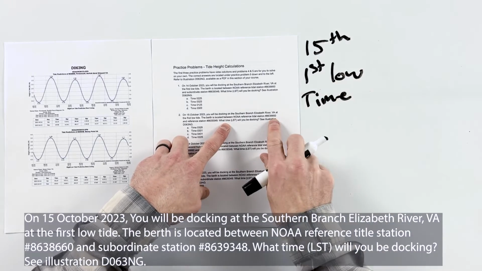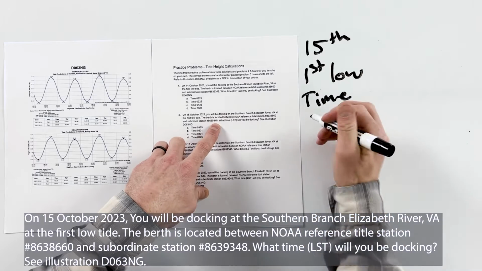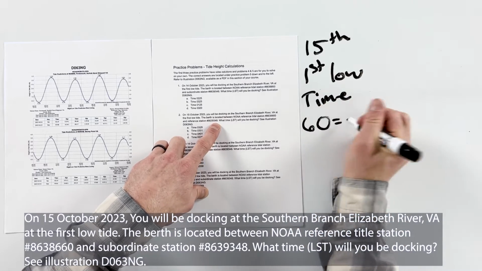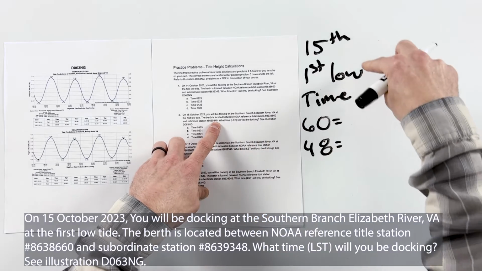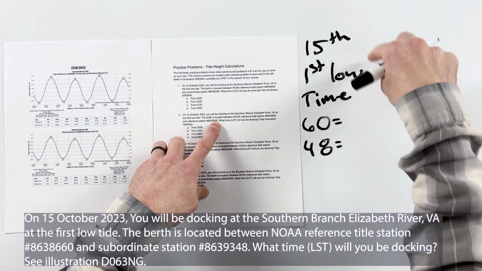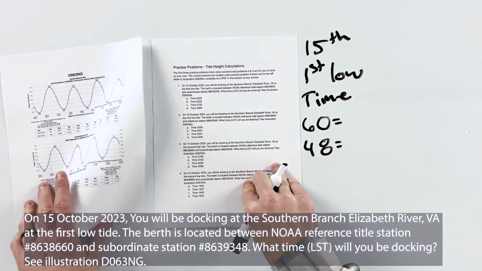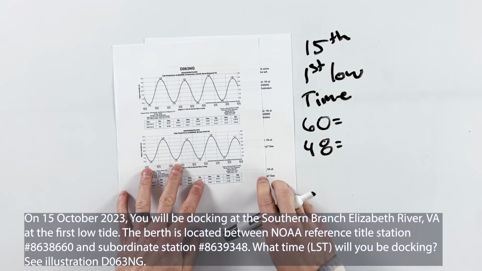Okay, so again, you're docking between 60 and 48. They're all set up this way, so we'll just keep setting them up this way. 60 and 48. So what is the time of the first low tide on the 15th, according to DO63NG?